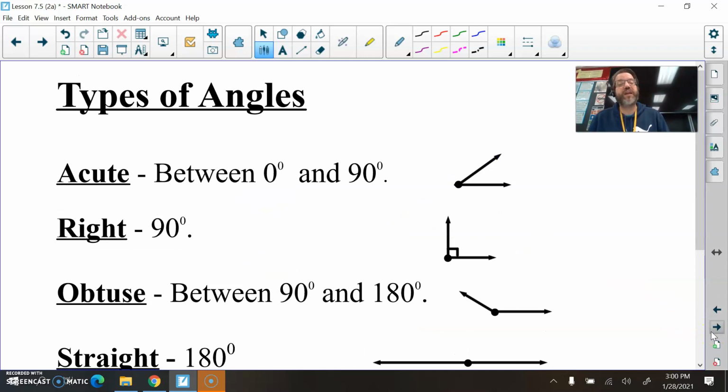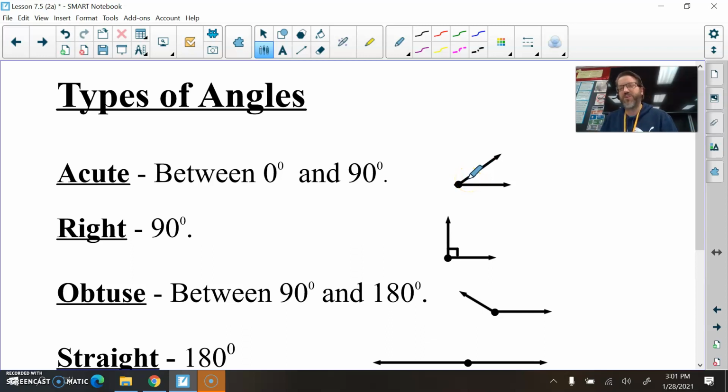All right, types of angles. We have 4 types of angles. We have acute angles. Those are ones that are between 0 degrees and 90 degrees. A 90-degree angle looks like this. That's 90 degrees right there, and we represent it with a little square or a little box in the corner. An acute angle is between 0 and 90 degrees. Those are the smaller angles. They're less than 90 degrees.